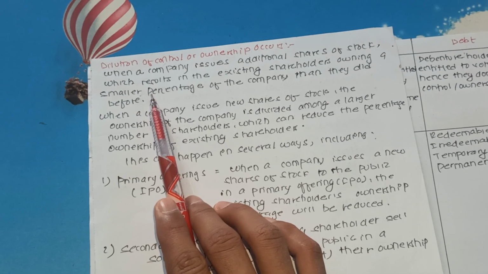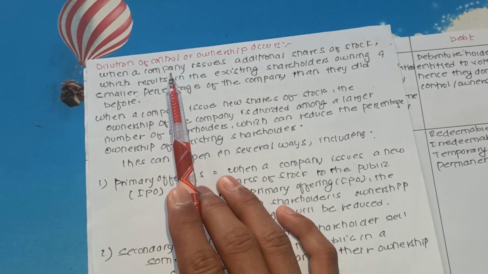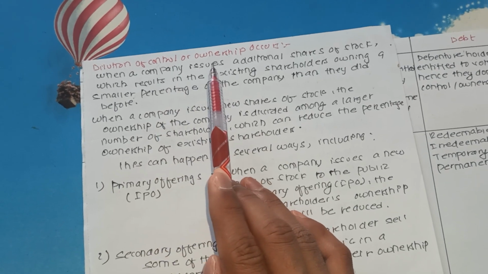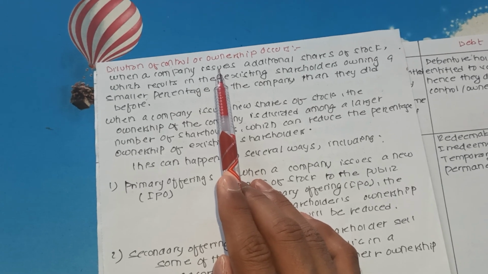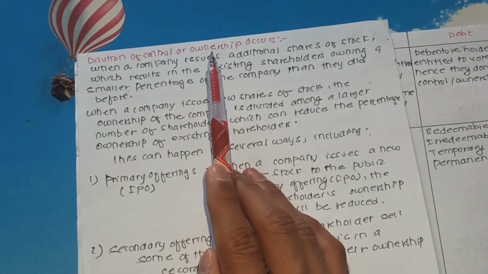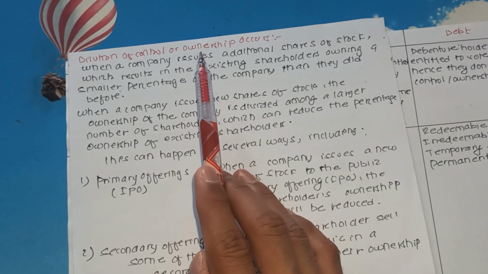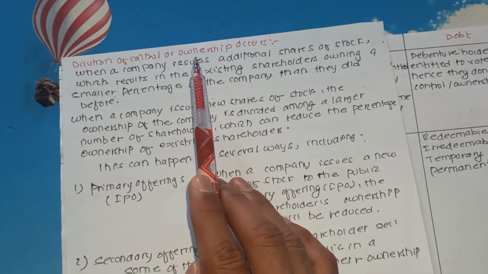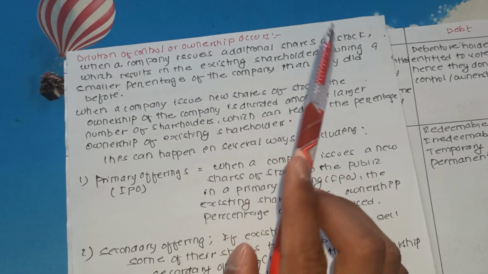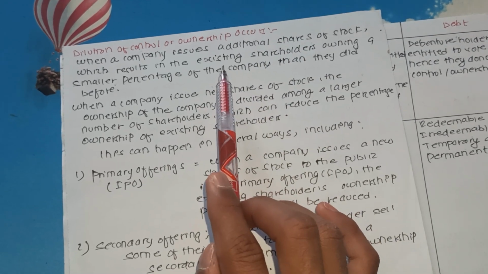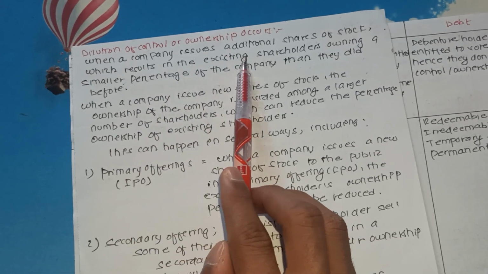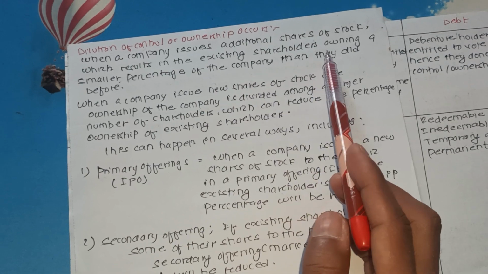That means when you are a shareholder of any company, let us suppose company A, if company A issues shares through the IPO, initial public offering, then there will be more shareholders than before. That means the percentage of the shareholders increased. However, the percentage of your shareholding in the company will become less. That means when a company issues additional shares of stock, the existing shareholders own a smaller percentage of the company than they did before.